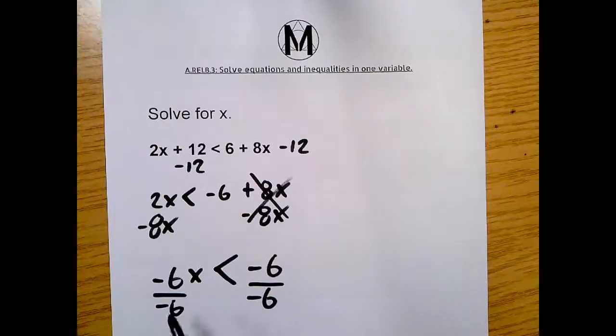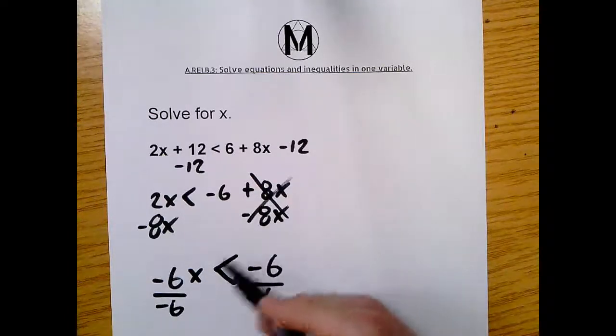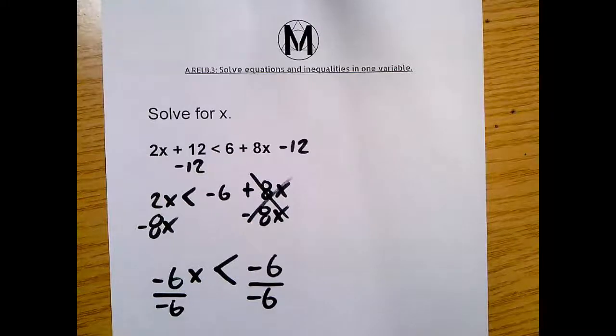If you ever multiply across or divide across by a negative number, you have to flip this sign around. And if you don't, your answer will not be correct. It'll be the opposite of what you want. So let's do our math first, then we'll put that sign in.